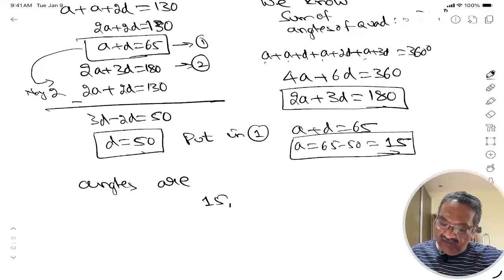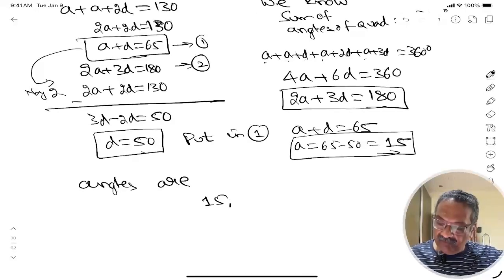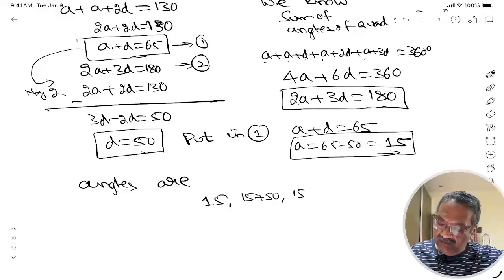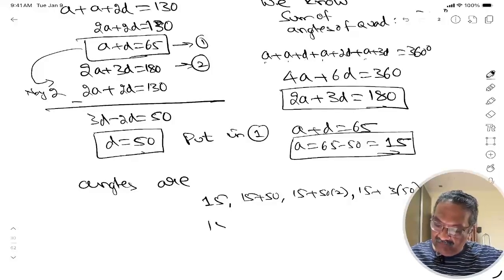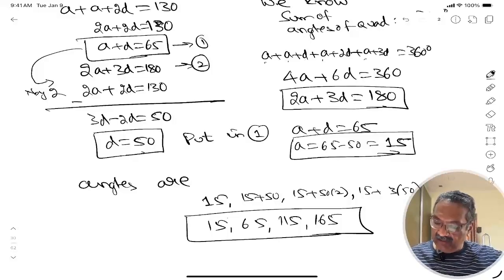The first angle is 15, the common difference is 50. So 15, 15 plus 50, 15 plus 2 into 50, 15 plus 3 into 50. So we get 15, 65, 115, 165. These are the angles of the quadrilateral in degrees.